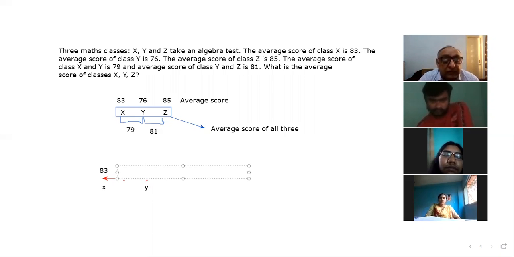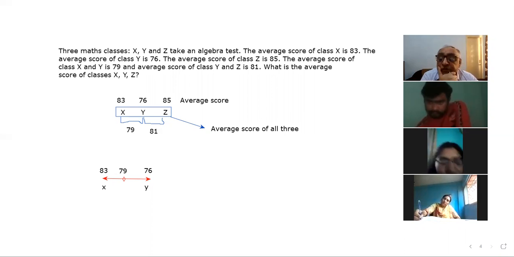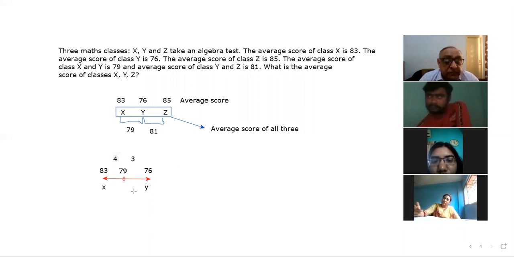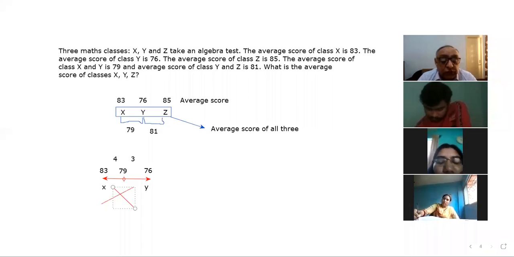Okay. 79. So the difference between 83 and 79, that is 4. And that between 79 and 76, that's how much? That's 3. It means, let us cross it. It means the ratio between X and Y is 3:4. Okay. The ratio between X and Y is 3:4. It's clear. And now let us move on to the next case.